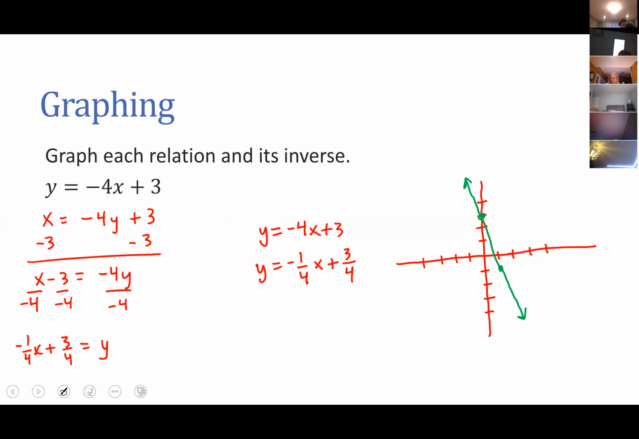For the other one, the y-intercept's at 3/4, so that'd be about right there. And the slope is -1/4, which just means I could go down 1 and over 4 from my blue point. So if I go down 1 and over 4, I'm over there. So this one's something like this.